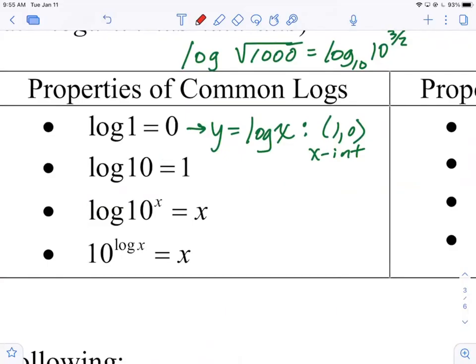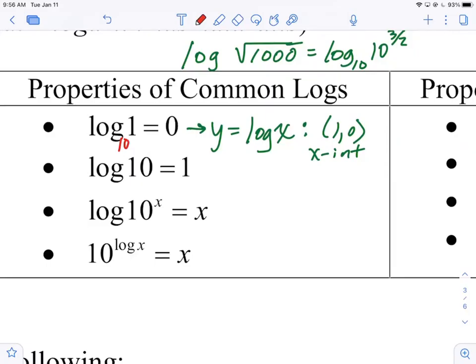Log base 10, that's the common base. You don't need to write it. If you see log, it's implied 10. So log base 10 of 1 is 0, okay? And the reason log base 10 of 1 is 0, it's always good to do this in your head, is because 10 to the 0 is 1, right? Convert it to exponential in your head.